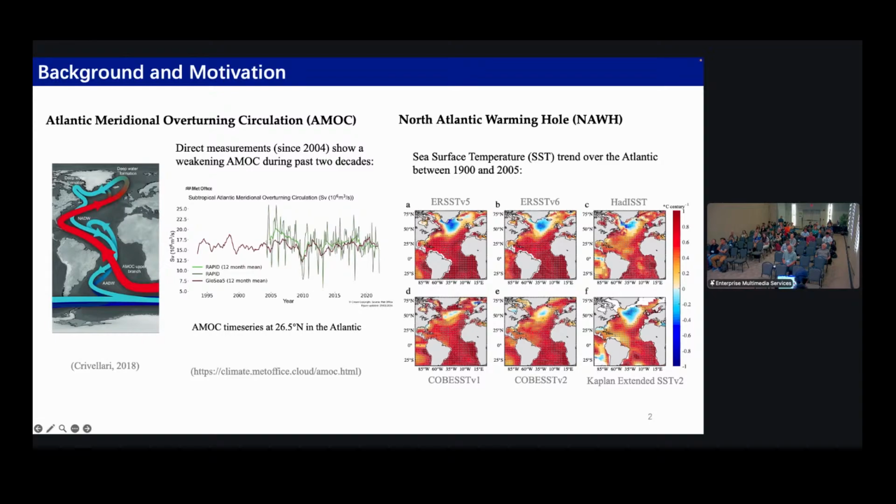Here we plot the SST trend between 1900 and 2005 in different observation datasets. We can notice that in the deepwater formation region of the AMOC, which is the subpolar region, there is a very obvious cooling trend in the past century, although the rest of the Atlantic is broadly warming. This is called the North Atlantic warming hole, or the cold blob in some studies.